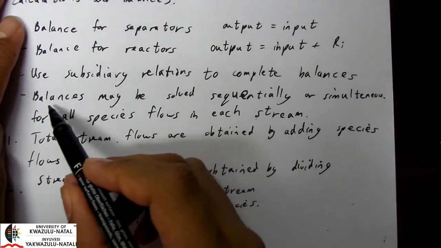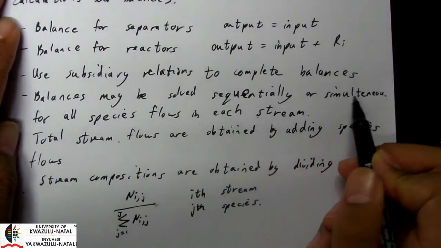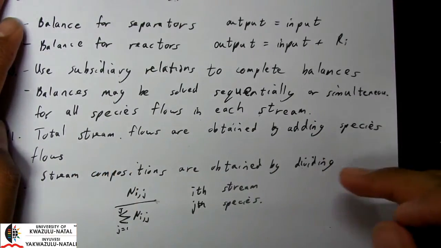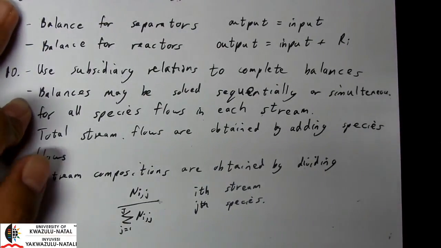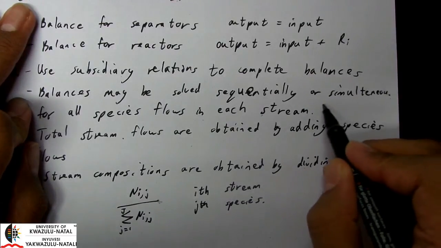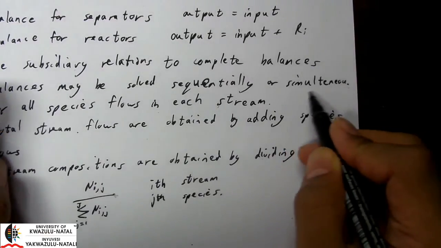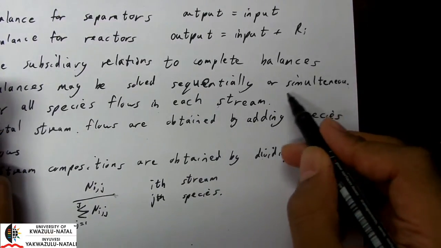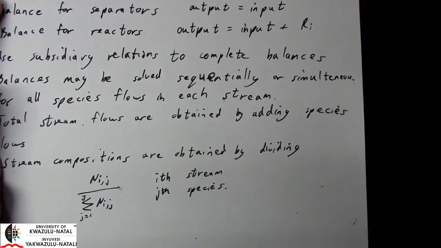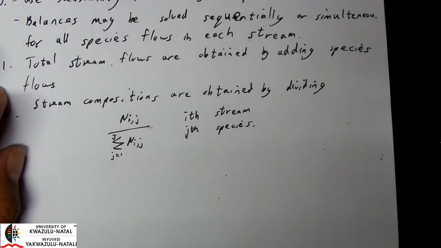Be wary that balances may be solved either sequentially or simultaneously. There may be a case where you have enough information to sequentially solve your balances, whereas there may be cases where you'll need to solve for certain variables simultaneously. If this becomes very complicated, you may find yourself having to put all of your species balances into a matrix and actually solving for your different variables. It's quite easy thereafter.